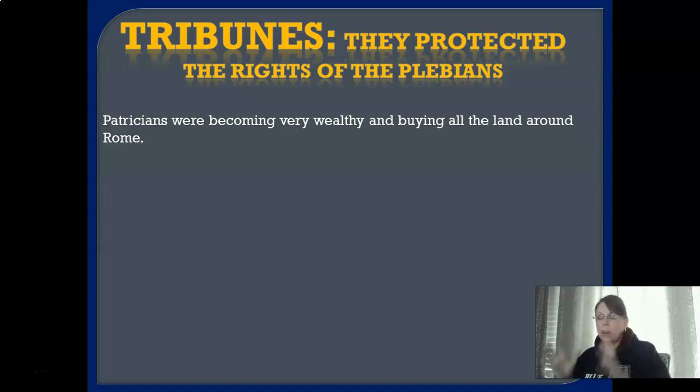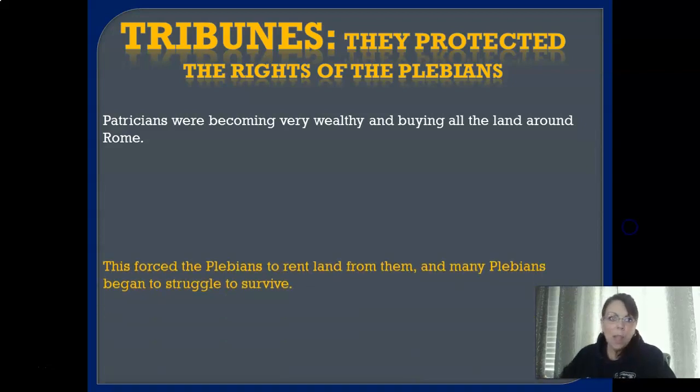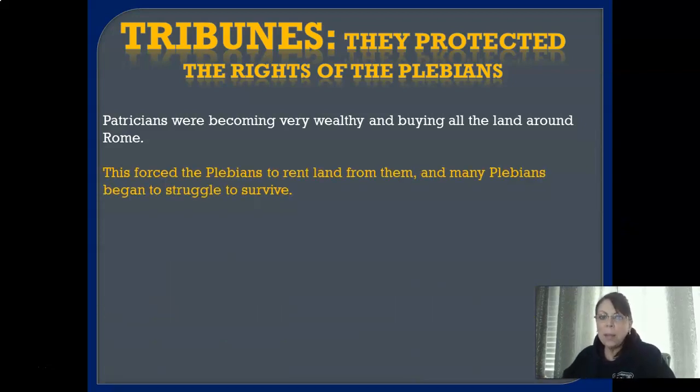So the patricians, they're rich. They're going out and buying up all of this land. Now, if you're an average guy, that means you more than likely are a farmer. And if you're a farmer and you can't afford to buy any land, you're in big trouble, right? All right, so this forced the plebeians to have to rent land from the patricians. And the rent would be so high on the land that the plebeians didn't have enough money to just buy the basic things that they need.